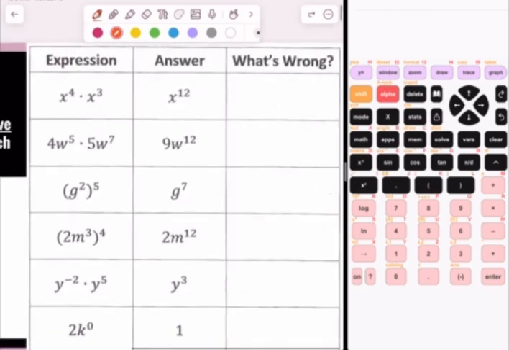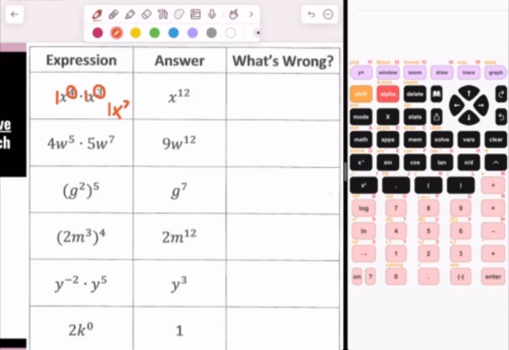Alright, first thing I see is this expression, x to the fourth times x to the third. I know when the bases are the same and I'm multiplying, if there was a coefficient, I would multiply the coefficient. But here there's just technically a 1 and a 1, which would leave me with a 1. Then I keep my variable the same, x, and when you are multiplying variables, you add the exponents. 4 plus 3 is 7.